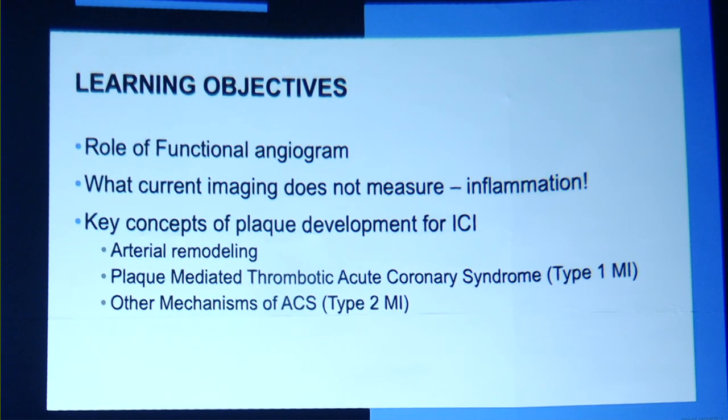The learning objectives for this presentation are to understand the role of what we call a functional angiogram. Again, it goes beyond iFR, FFR. Then we'll talk about what imaging cannot see. We're so focused, as good as OCT and IVUS are, on plaque burden, maybe vulnerable plaque, maybe calcium, but we can't see inflammation, as an example. So we'll talk about the role of inflammation in atherosclerosis. Then some key concepts which are really relevant to sizing stents and so on, with arterial remodeling. We've already touched on that a little bit today. And then some classic mechanisms of plaque which are relevant to imaging.